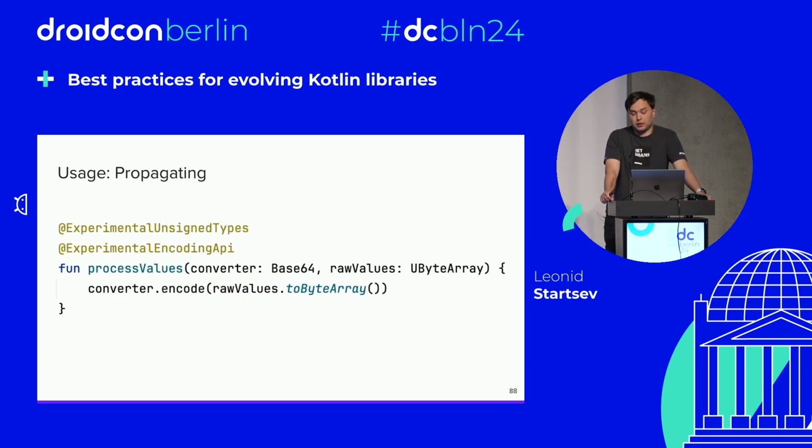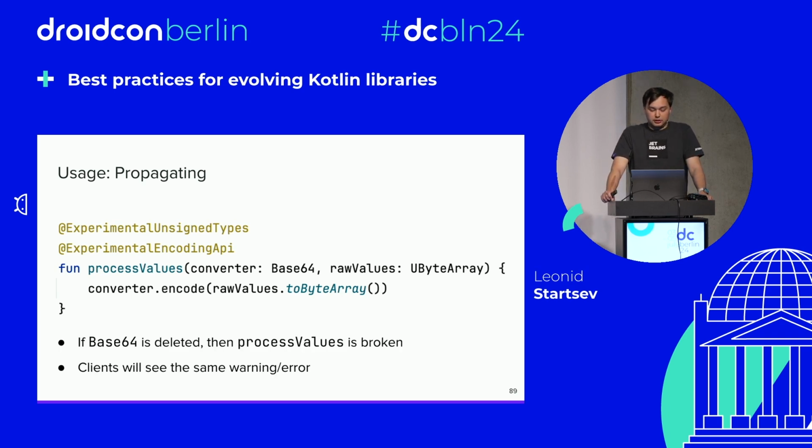So what can we do about it? Let's say we are writing some library for processing something, and we want to use Kotlin stdlib's Base64 and UByteArray. So we write our function, processValues, and then we can mark it with the very same annotations, ExperimentalUnsignedTypes and ExperimentalEncodingApi. In this case, the client of processValues will see the same warning or error.